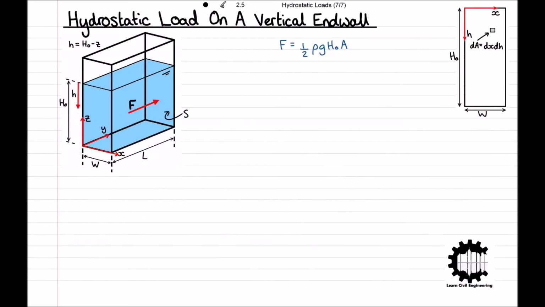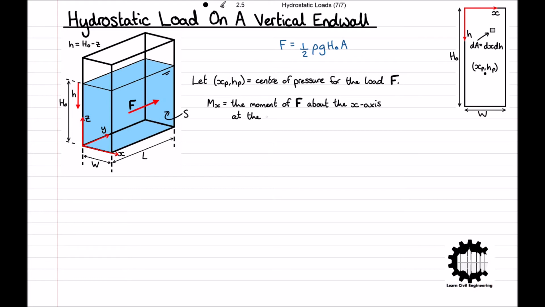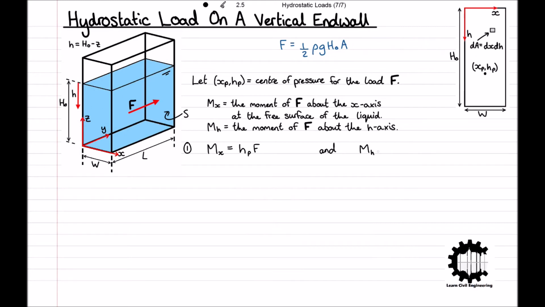The centre of pressure of F, which is the point of action of F on S, is found using moments. We will let (xp, hp) denote the centre of pressure for the load F, and let Mx denote the moment of F about the x-axis at the free surface of the liquid, and Mh the moment of F about the h-axis. With this, we have Mx is equal to hpF, and Mh is equal to xpF.